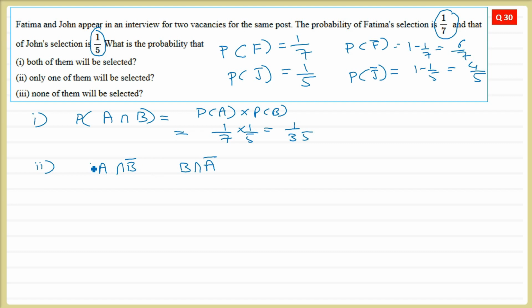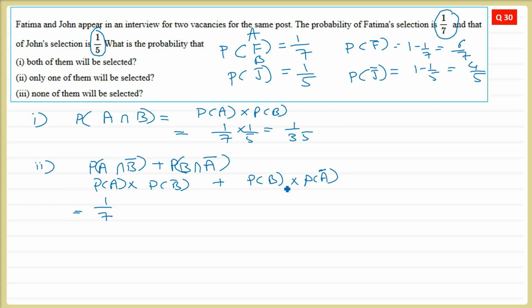So just intersect them, take the probability, add them. This is nothing but P(A) multiplied by P(B bar), or P(B complement), plus P(B) multiplied by P(A bar), or P(A complement). All these values are known to us. P(A) is 1 by 7, P(B) is 1 by 5, P(A bar) is 6 by 7, P(B bar) is 4 by 5. So this is A and B, F is A, J is B.